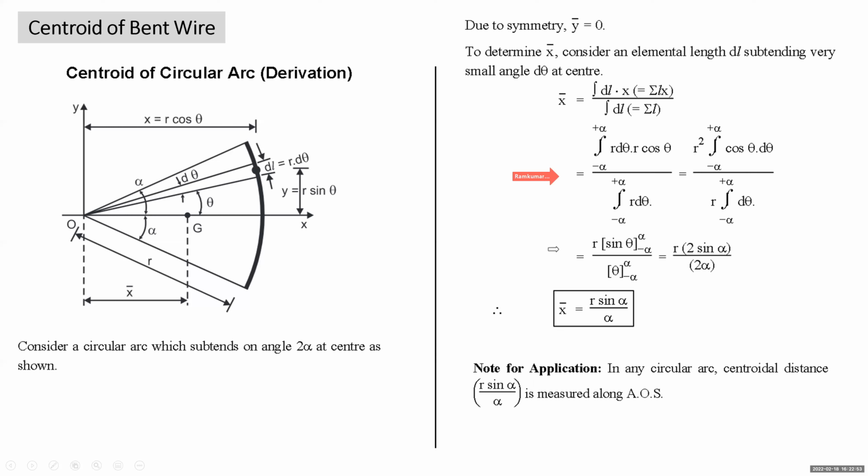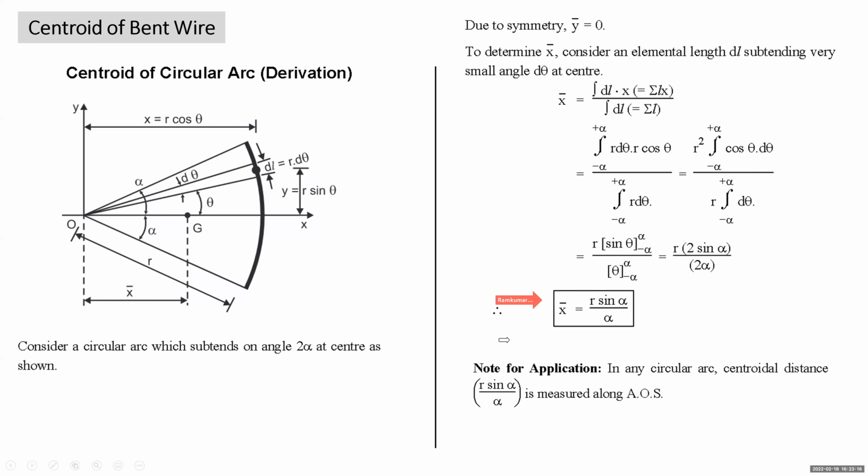So here r squared upon r gives you r. The integration of cos theta is sin theta, with upper limit alpha and lower limit minus alpha. And the integration of 1 is theta, with the same limits. Then sin alpha minus sin of minus alpha is 2 sin alpha, and alpha minus minus alpha is 2 alpha. The 2 gets cancelled, and it comes out to be x bar equals r sin alpha upon alpha.